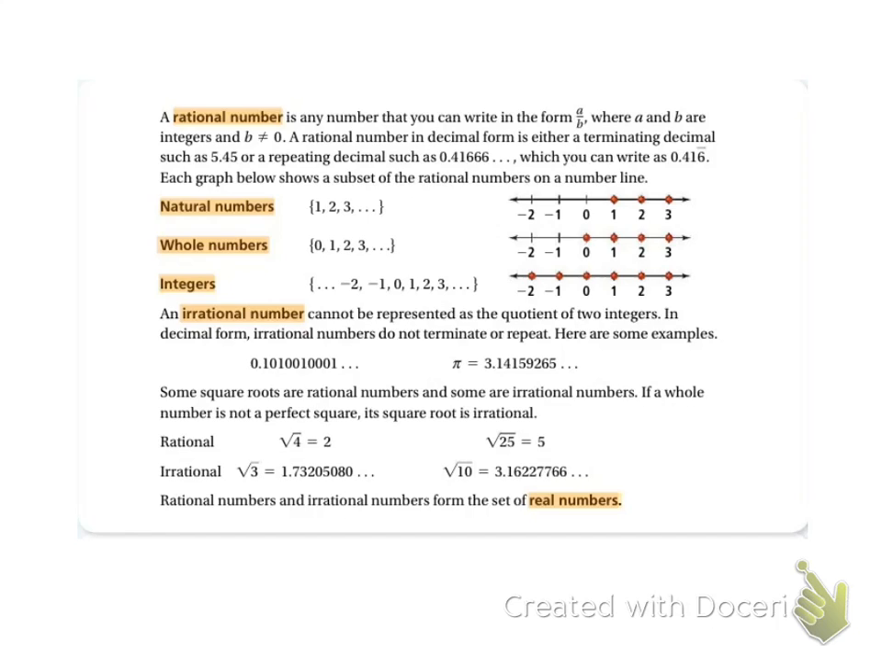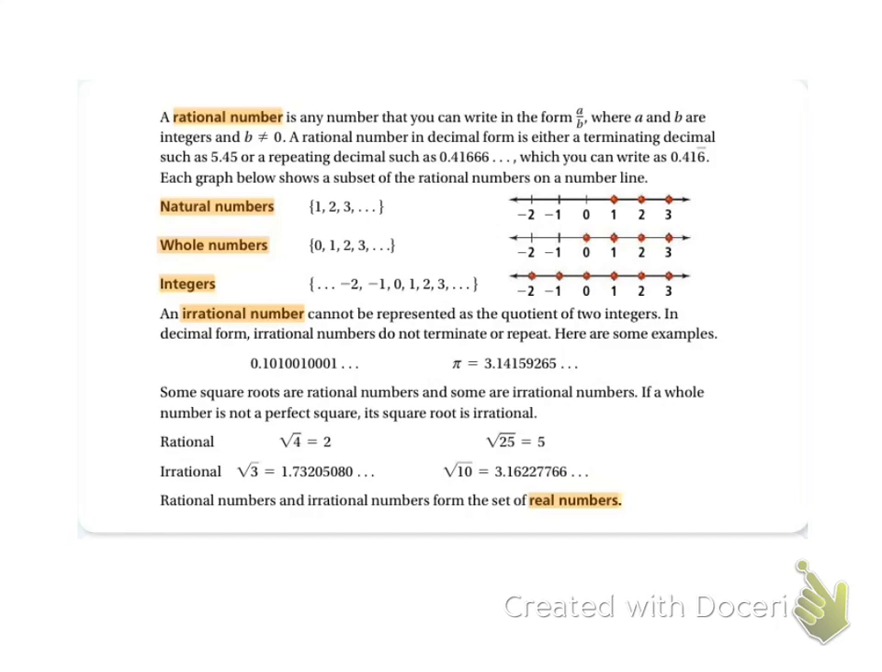An irrational number cannot be written as a fraction. And irrational numbers do not terminate or repeat. So there are two examples there. So either a number is rational or it's irrational. It can't be both.